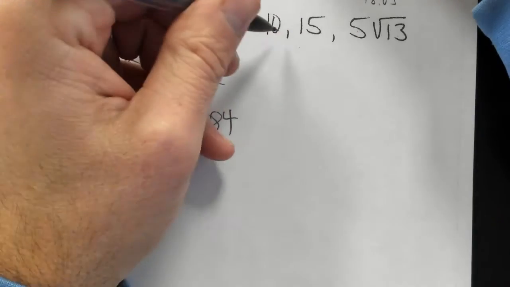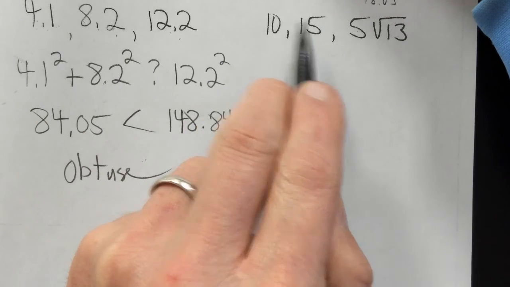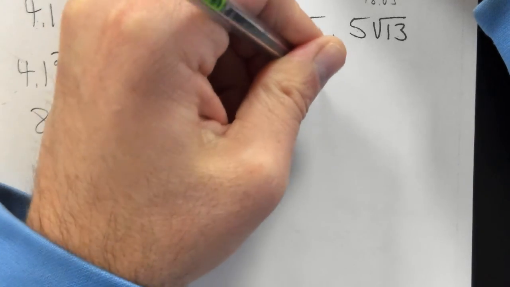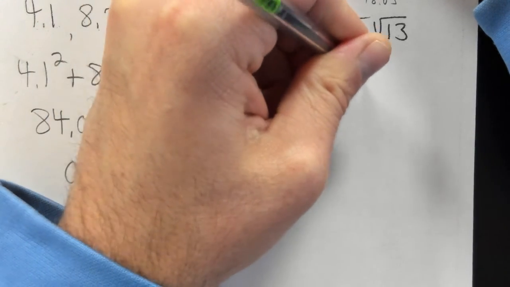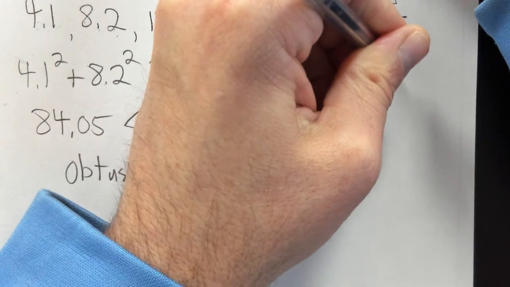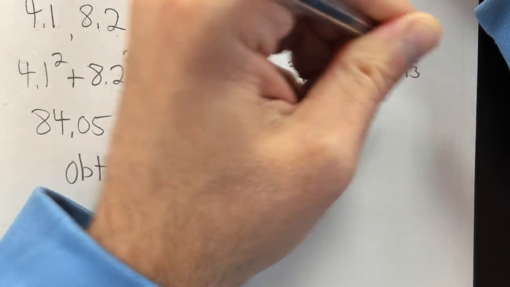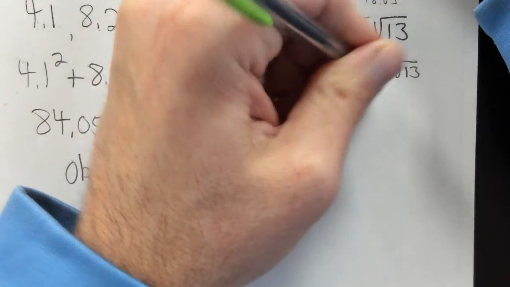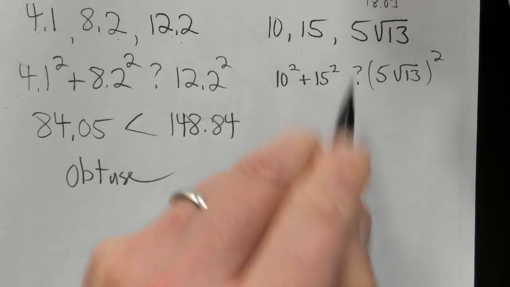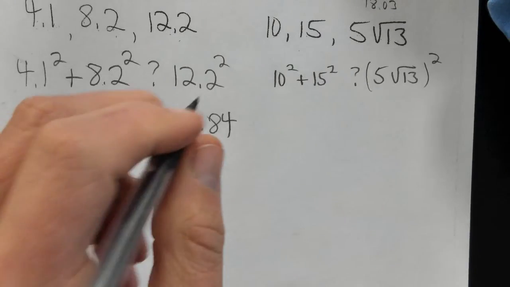So, and we can test if it's even a triangle. 10 plus 15 is greater than 18, so we're good. So let's test it. So I need to go 10 squared plus 15 squared, and I'm going to compare that with 5 square roots of 13, that whole thing squared. And that's how you need to plug it into the calculator, by the way. Make sure you plug it into a set of parentheses when you square it.